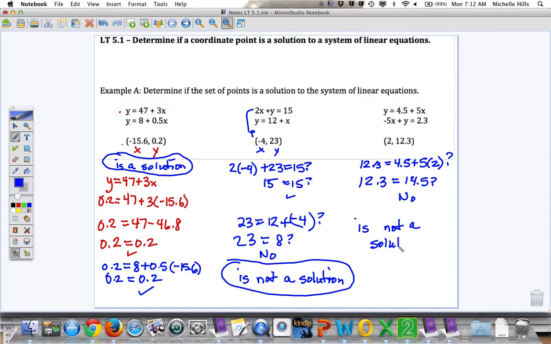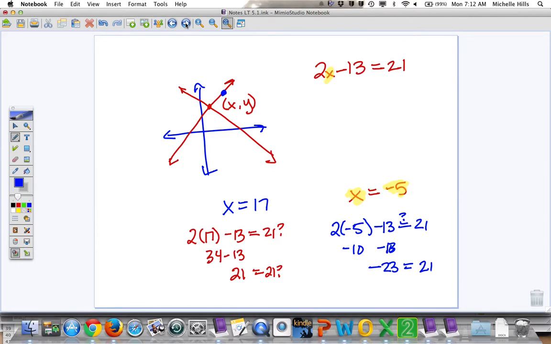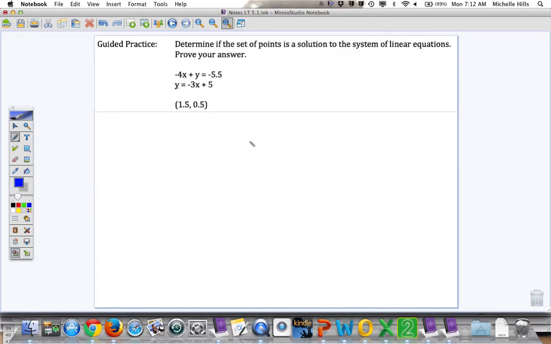As soon as you know that on one of them, if it's the test, I'm going to double check my calculation and make sure I did it correctly. But as soon as you know it doesn't work in one, it's not a solution to the system. Now please pause this for just a minute and see if you can do this one on your own. And once you've done that, start the video again, and check your answer.